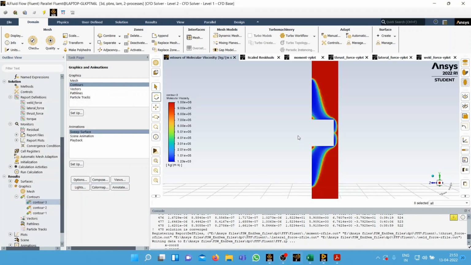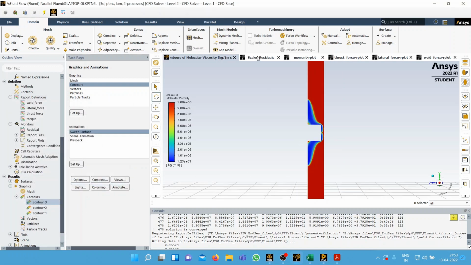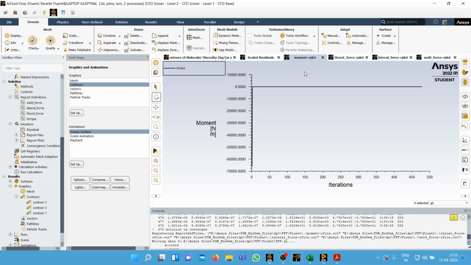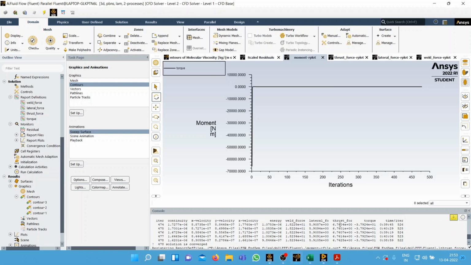After the computation, this is the scaled residual, where we can see the solution has finally converged after 478 iterations. These are a few of the plots I'm showing, the moment, and here it is not properly visible, but the analytical value is shown here. The torque we are seeing here is minus 3.792 into 10 power 1 Newton meter.